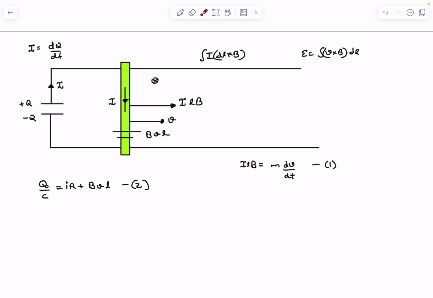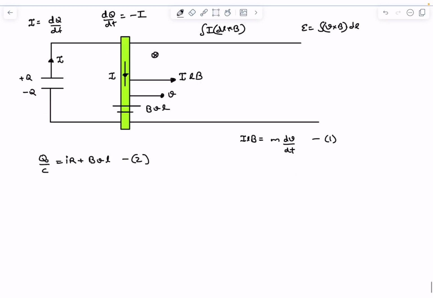But the thing is, guys, if a charge of plus dq leaves the capacitor plate, the magnitude of charge on the capacitor plate actually decreases, right? So dq by dt is actually negative. So the actual value of dq by dt is minus I. So you have to put this negative sign, and this is saying that the charge on the positive plate of the capacitor is decreasing.